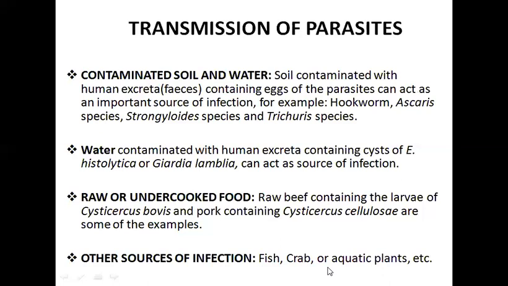The next is raw or undercooked food. Raw beef containing the larvae of Cysticercus bovis and pork containing Cysticercus cellulosae are some examples of infections which are transmitted through consumption of raw or undercooked meat. And then we have other sources of infection like fish, crabs, and aquatic plants.